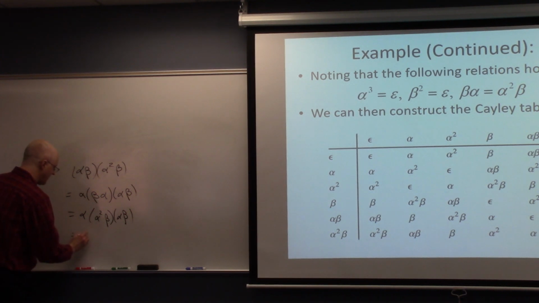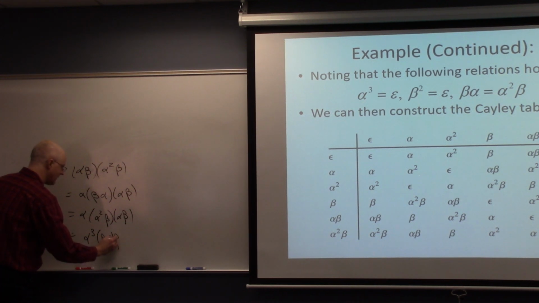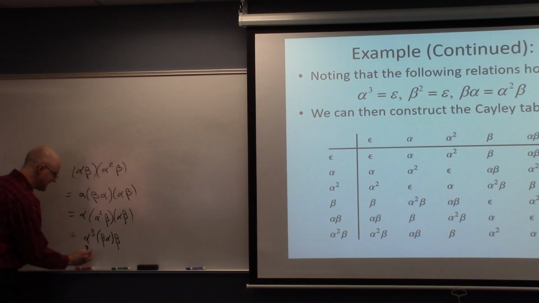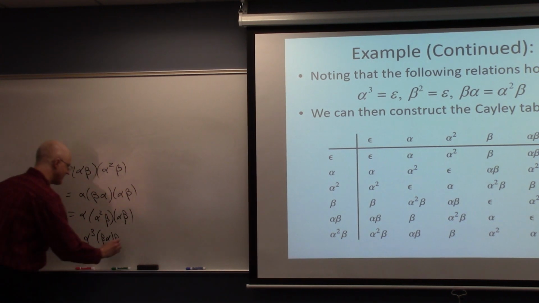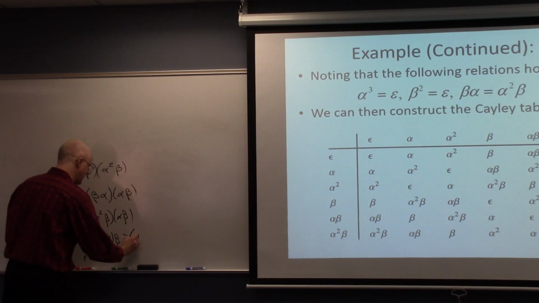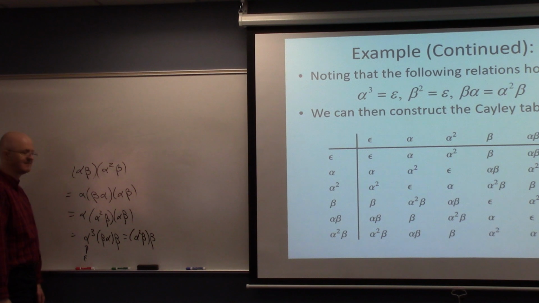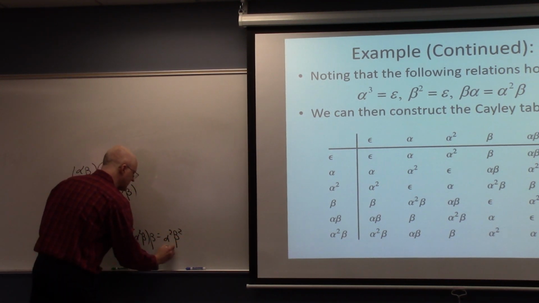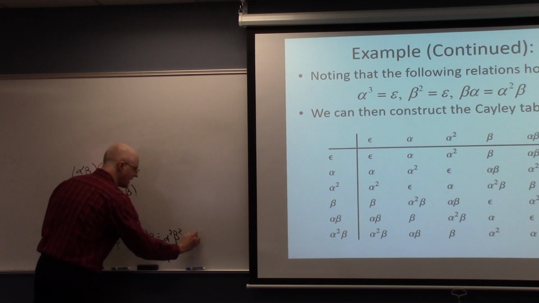Then I can regroup like that. This is the identity. And beta alpha I can once again replace with alpha squared beta, to get alpha squared beta squared, but beta squared is the identity, so the answer is alpha squared.